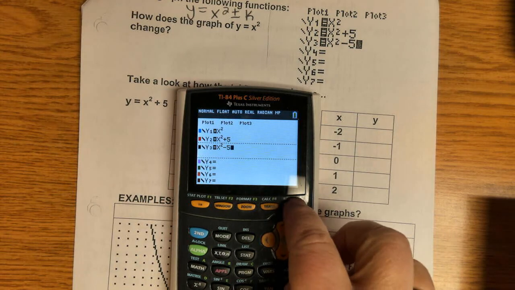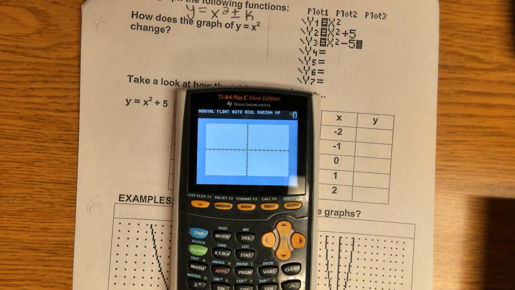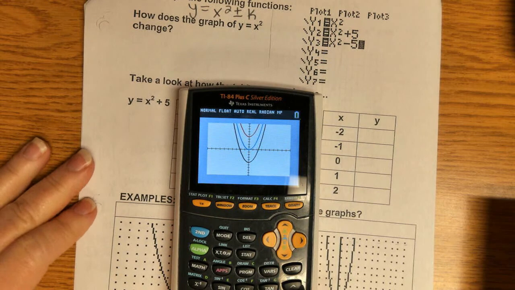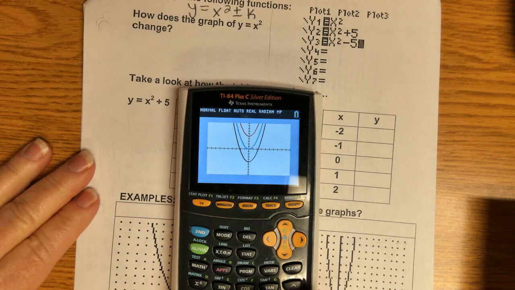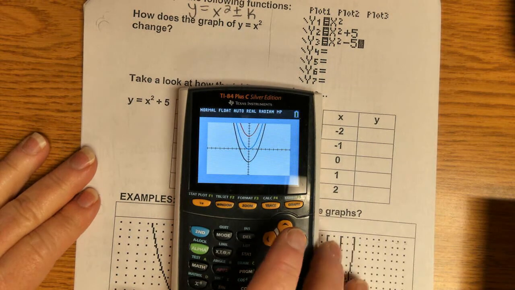So let's graph it. There's your parent. There's x squared plus 5. And then there is x squared minus 5. So what does it do? Can you say that in words? Makes it go down more. Oh, it changes the minimum.